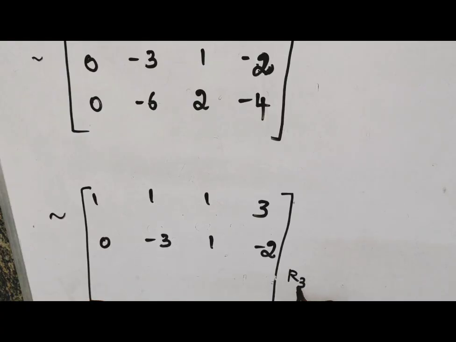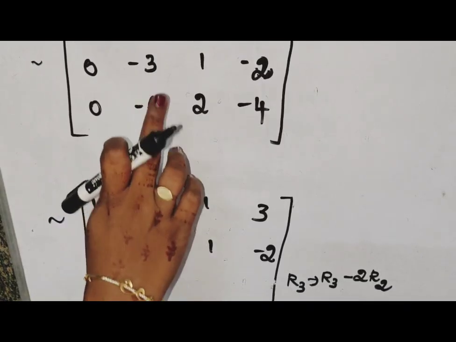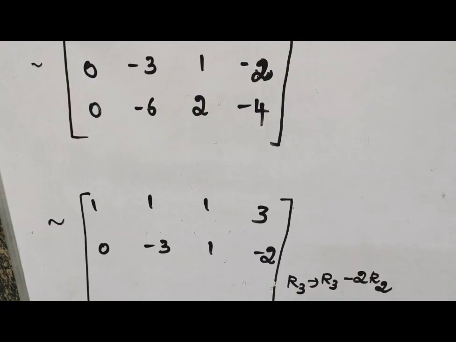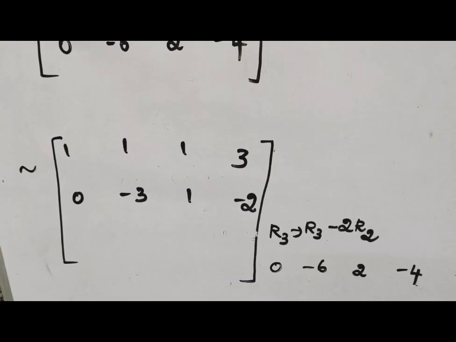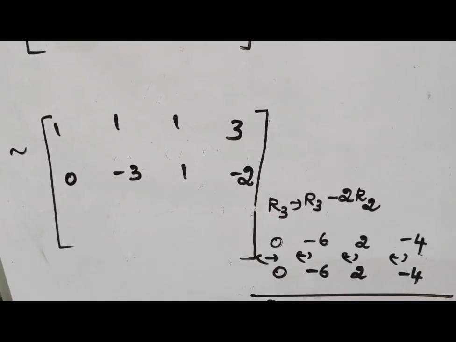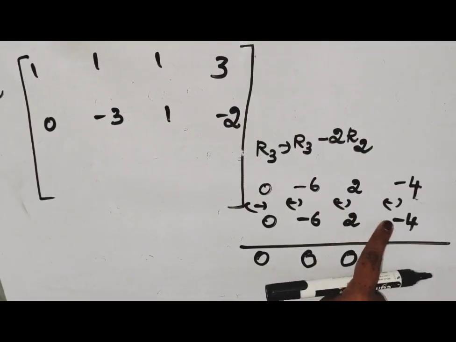So what I am going to do is R3 implies R3 minus 2R2, because if I multiply the second row with 2, I will get minus 6, and since we have to subtract, minus and minus will become plus. R3 I will write as it is: 0, minus 6, 2, minus 4. R2 I will multiply with 2: 0, minus 6, 2, minus 4, and we are going to subtract. This minus and minus will become plus, so this is also 0. Minus 6 plus 6 will become 0. 2 minus 2 also will become 0. Minus into minus will become plus.